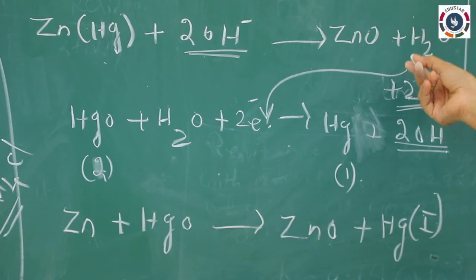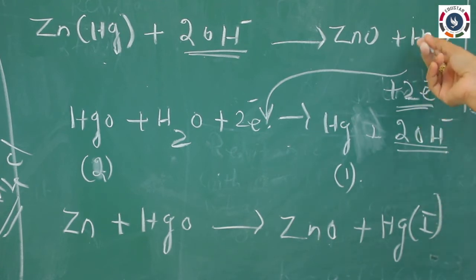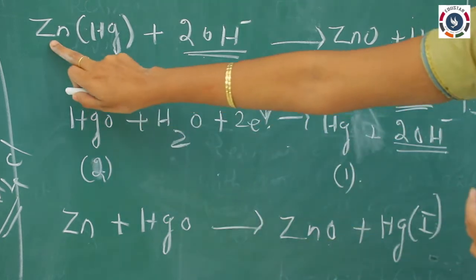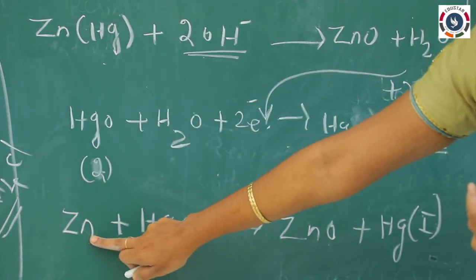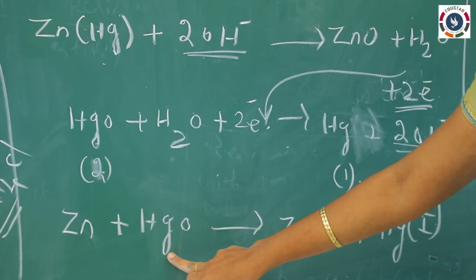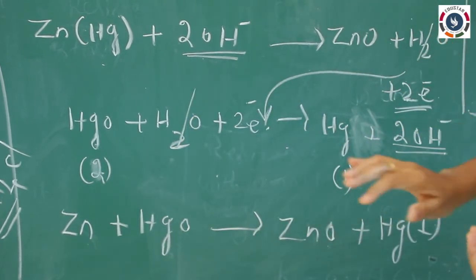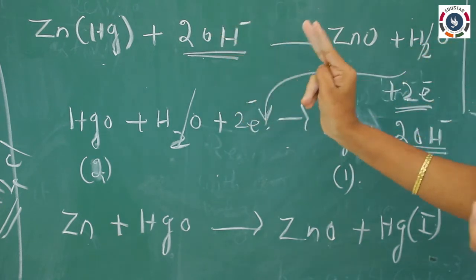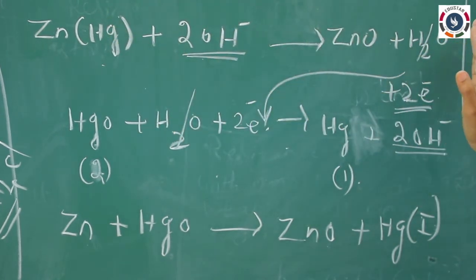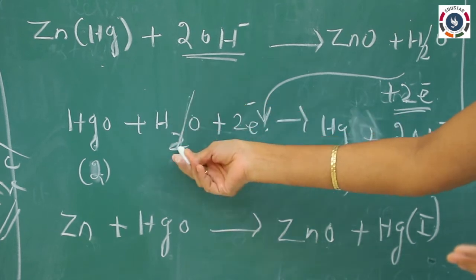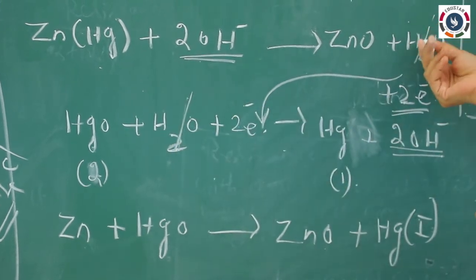Okay, this is the anode and cathode reaction. On adding both of these reactions, I am getting the overall reaction, that is zinc, I have written here, and this HgO, this one also I have written here. This water and water will get cancelled. Compare the reactant side with that of the product side. If one of the things is written in both the reactant and product side, we can cancel it.